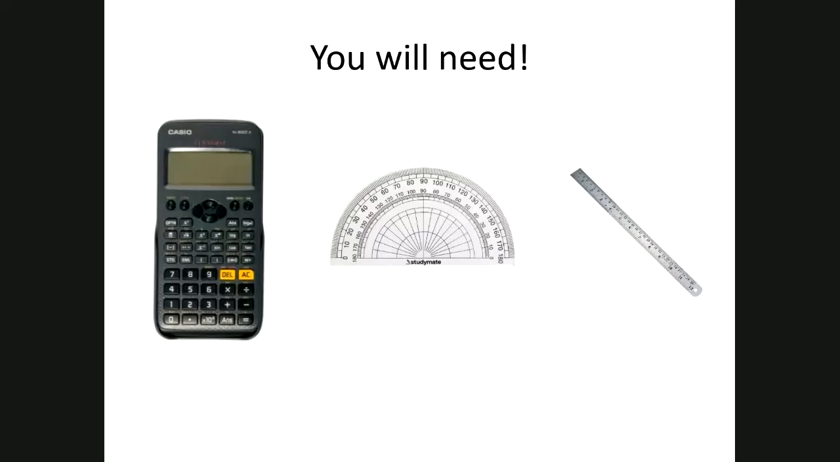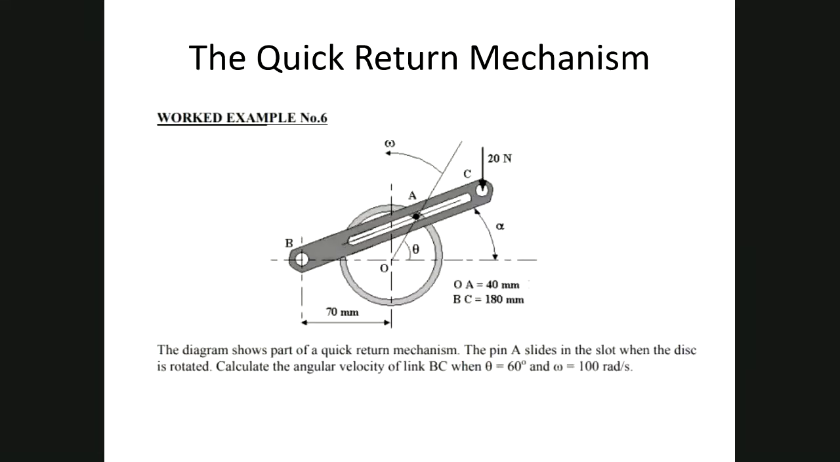So if we come back to what we're going to look at today, to do this analysis you will need a calculator, a protractor again, and a rule again. The protractor is not as vital in this one. The scale drawing isn't necessarily important to draw. We will be doing mathematical analysis of it, but you can always check your answer with a rule if we do a scale drawing. So what we're going to look at is another one of the worked examples from Free Study. This is quick return mechanism worked example number 6.